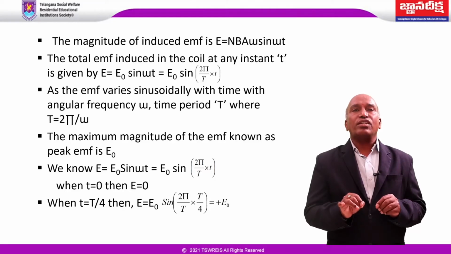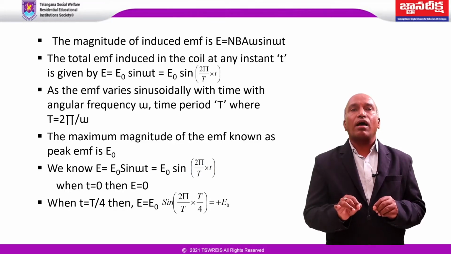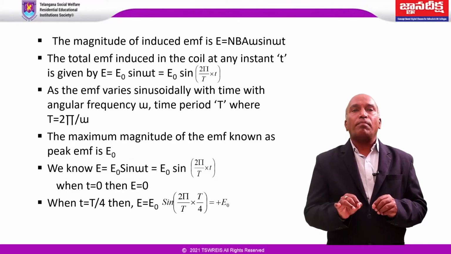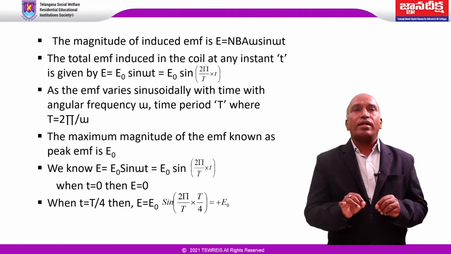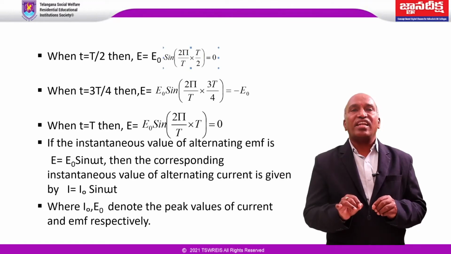We know E is equal to E0 sine omega t, which is equal to E0 sine of 2 pi by T into t. When t is equal to 0, then E is equal to 0. When t is equal to T by 4, then E is equal to E0 sine of 2 pi by T into T by 4, that is equal to plus E0. When t is equal to T by 2, then E is equal to E0 sine of 2 pi by T into T by 2, that is equal to 0.